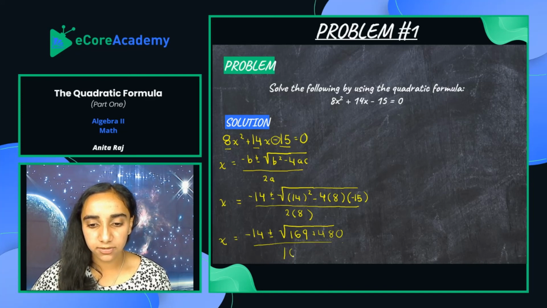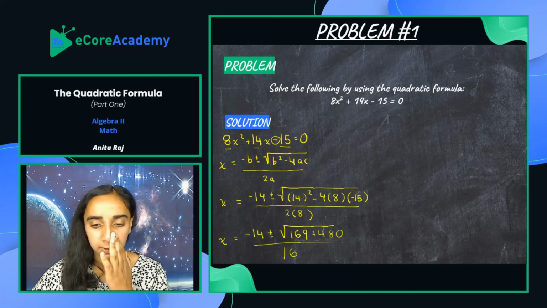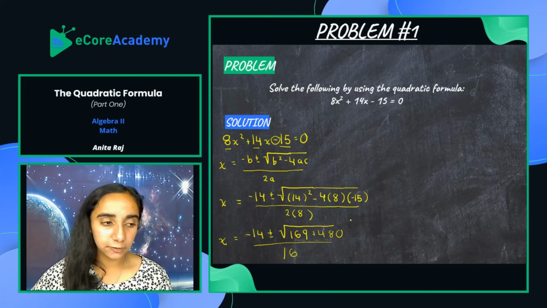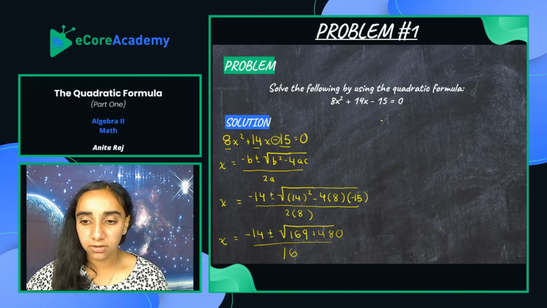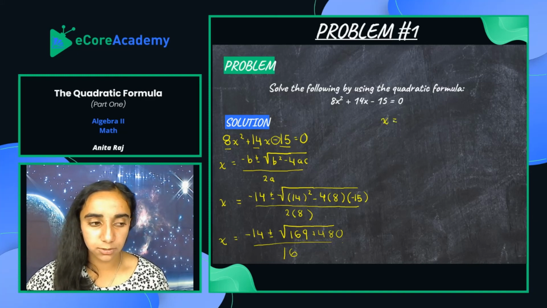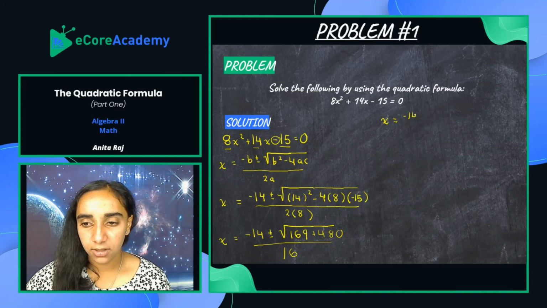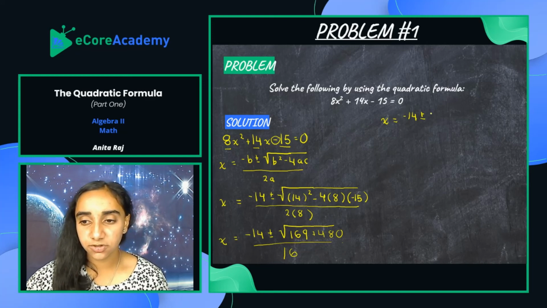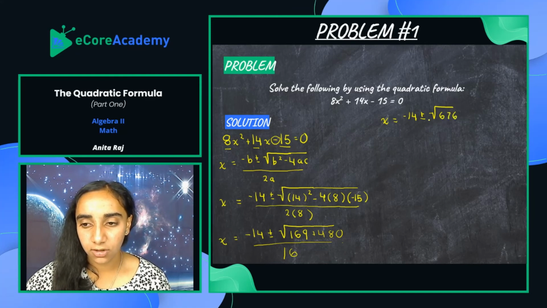So this is how we simplified everything in the radical, and we broke it down into our b squared, whatever b squared is equal to, and then whatever minus 4ac is equal to. Afterwards, we're just going to keep solving this. So x is equal to negative 14 plus or minus. So let's figure out what this value is in the radical. So 169 plus 480 is equal to 676. So the square root of 676 over 16.